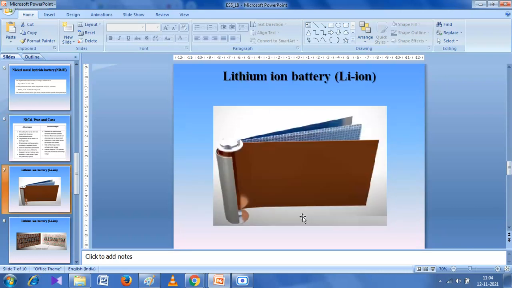Now we go to the lithium ion battery. Commercially we got this battery in the year 2000, and most lithium ion batteries are used in mobile phones, laptops, and electric vehicles. In all these, where we transport the batteries, if we think about portability, we have to move a device from one place to another. In this case we prefer the lithium ion battery.